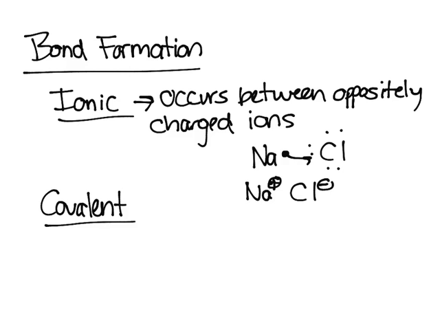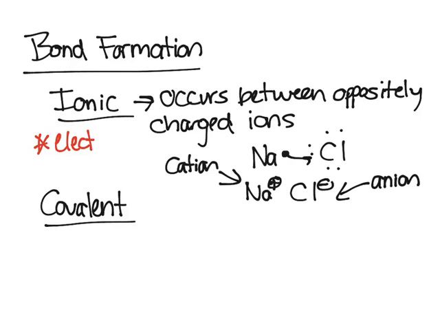Remember, positive is attracted to negative, and so a cation would be the positively charged ion, and an anion would be the negatively charged. So chlorine is the anion in this example, and the cation is sodium. The key thing to remember is they're attracted by electrostatic forces.